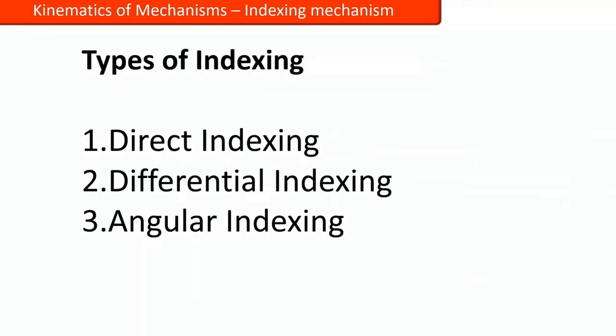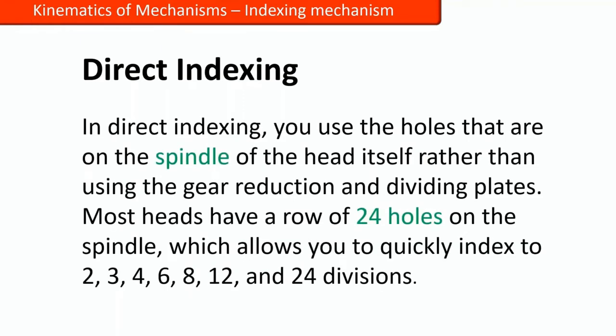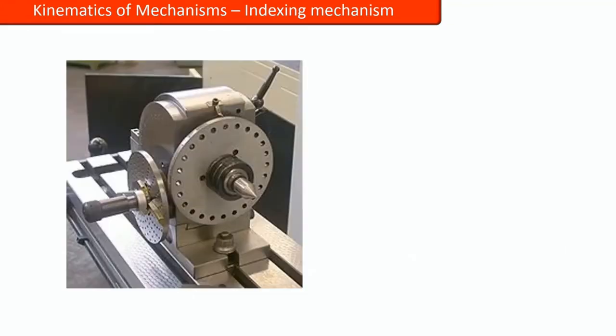So these are the types of indexing: direct indexing, differential indexing, angular indexing. So let's come to direct indexing. In direct indexing we have the holes that are on the spindle of the head. So it has 24 holes. To better understand, let's see that picture. Here you can see the holes which are attached. The hole plate is attached to the spindle itself. So near the spindle you can see a plate with 24 holes.